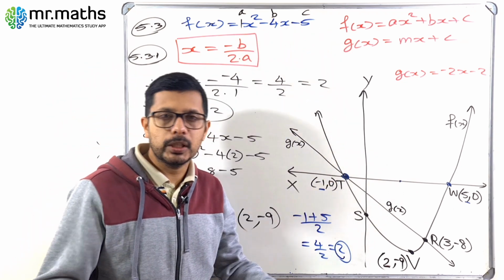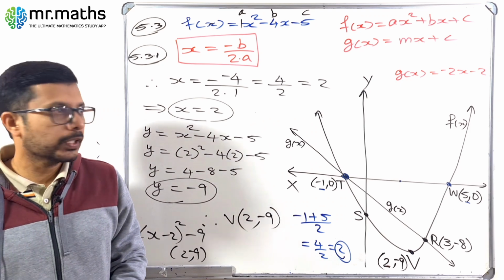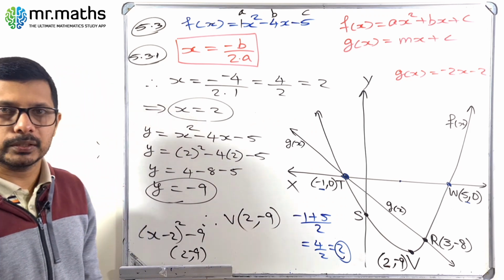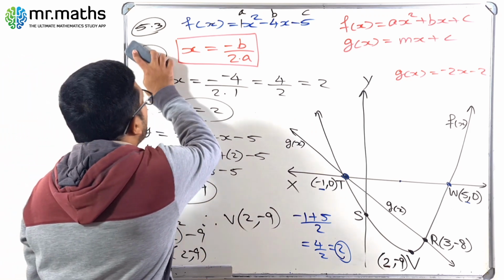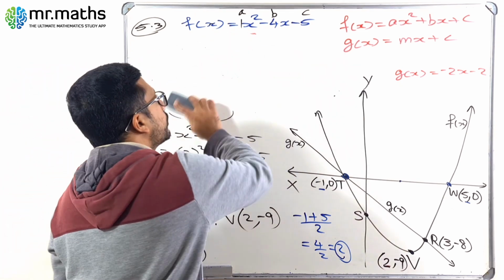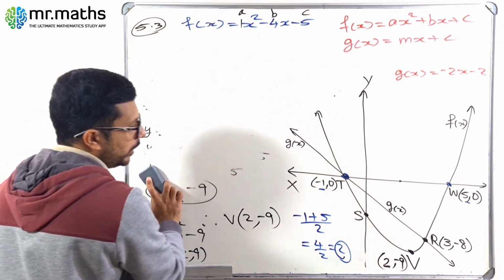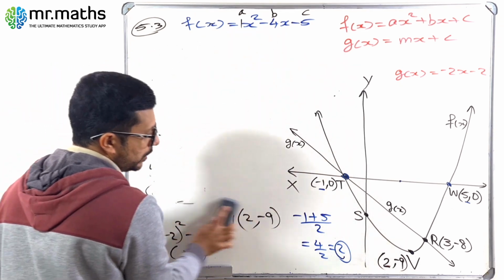Any method you can apply, it depends on you. Whichever one is easy, you can apply that. So anyway, that is 5.3.1. Now let's move to the next question. So what is the coordinate? 2 comma minus 9.